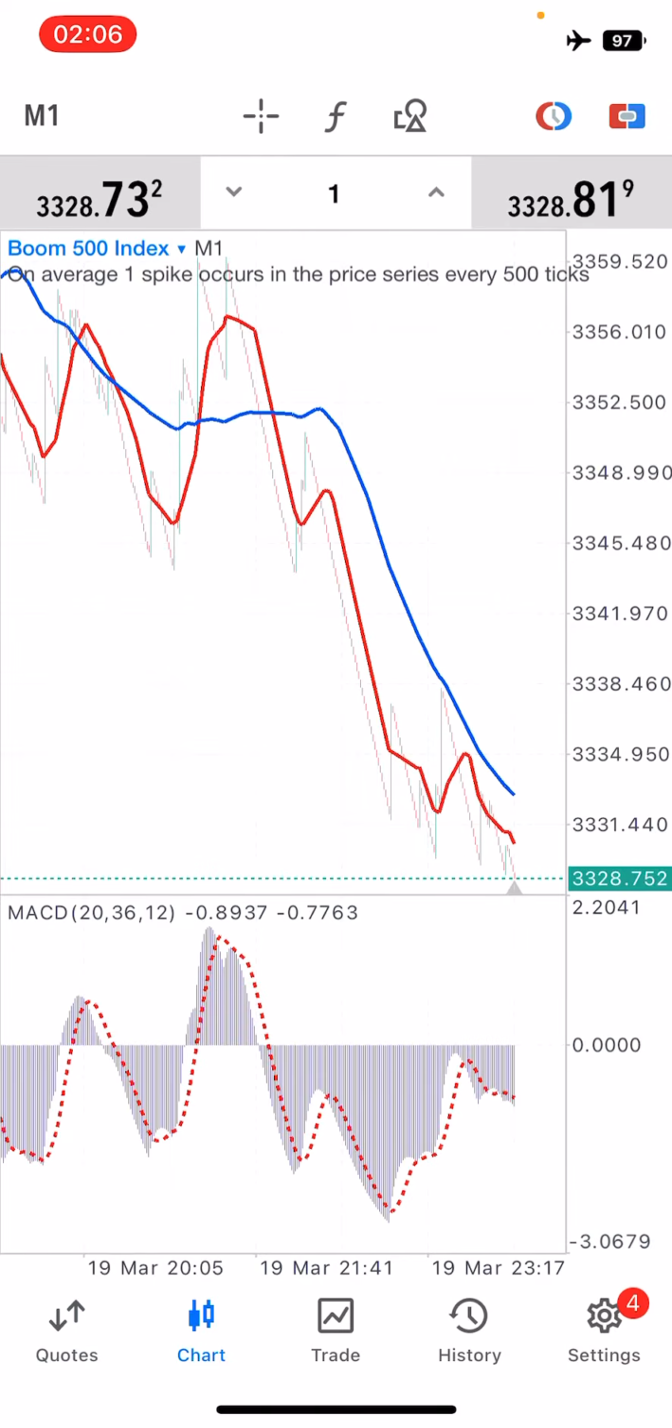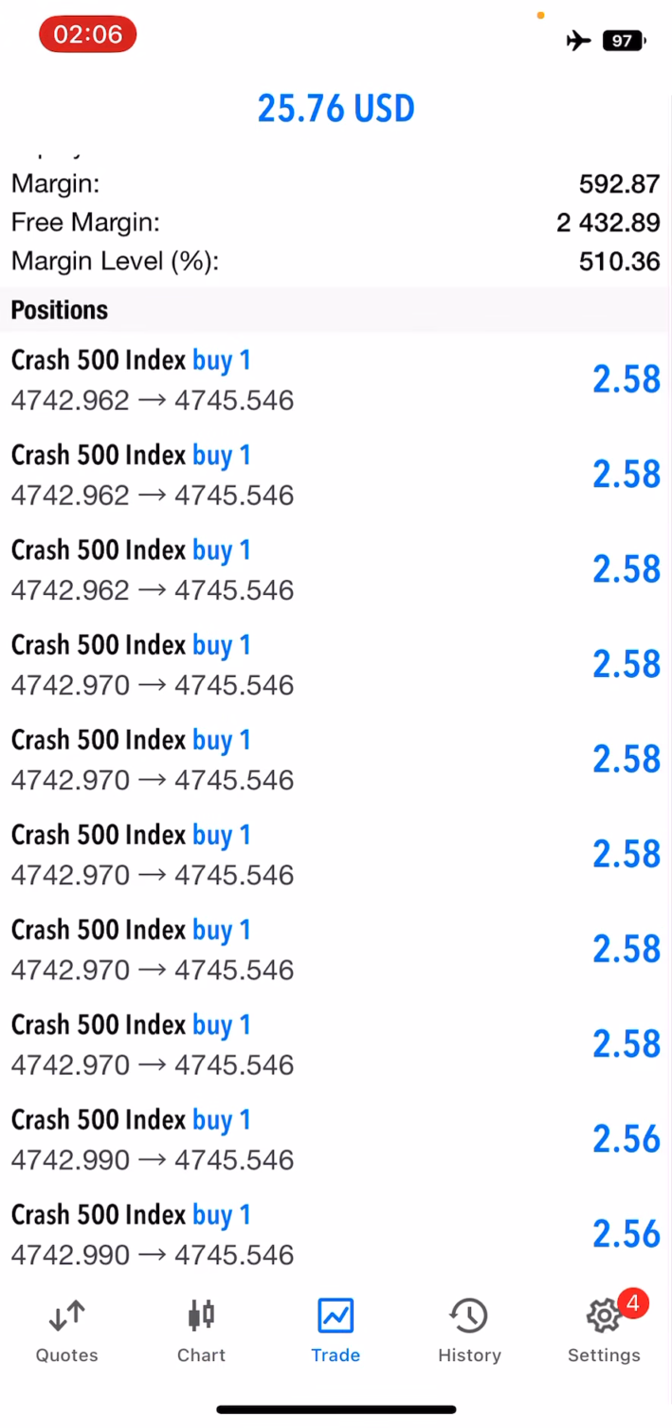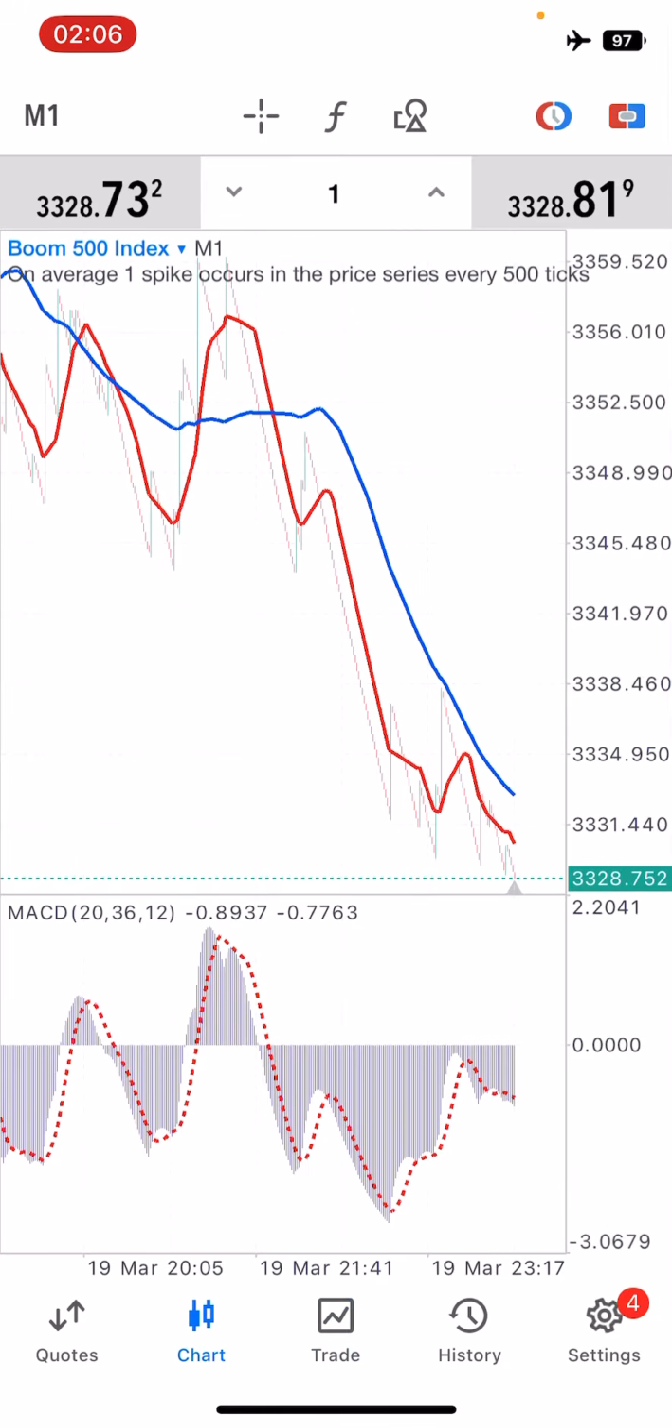Today, I want to teach you guys this very simple boom and crash strategy that will help you grab as much money as you need from the market. It's a very simple strategy that uses just the moving averages and your MACD to get an analysis.